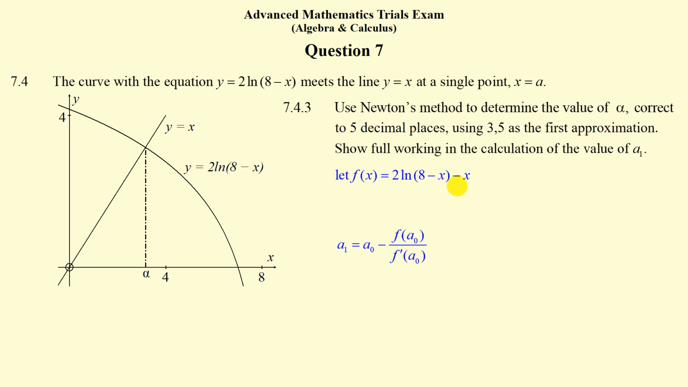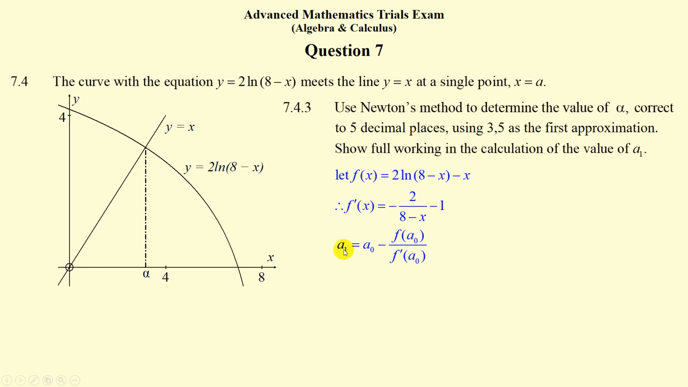You see, you need to remember that Newton's method finds the x-intercept of a curve. So now we're going to find f prime of x. So 2 times the derivative of ln of 8 minus x, which is 1 over 8 minus x times a negative 1 for the inside function. That negative comes from the derivative of 8 minus x. And minus 1 to differentiate x. So now we can go about that.